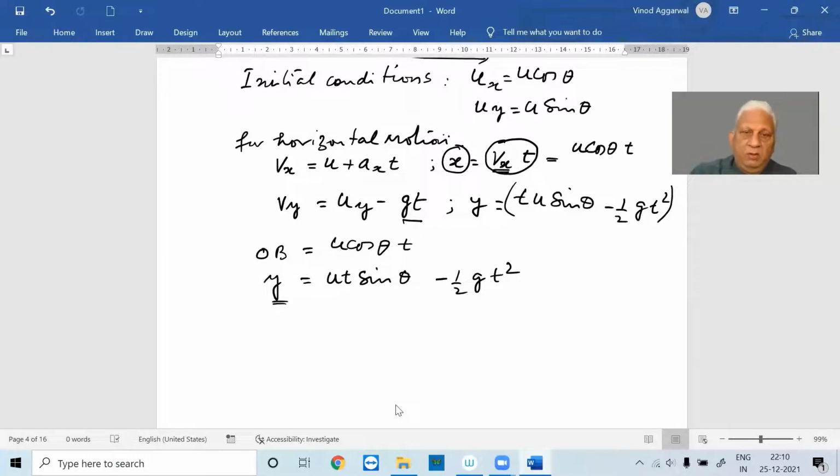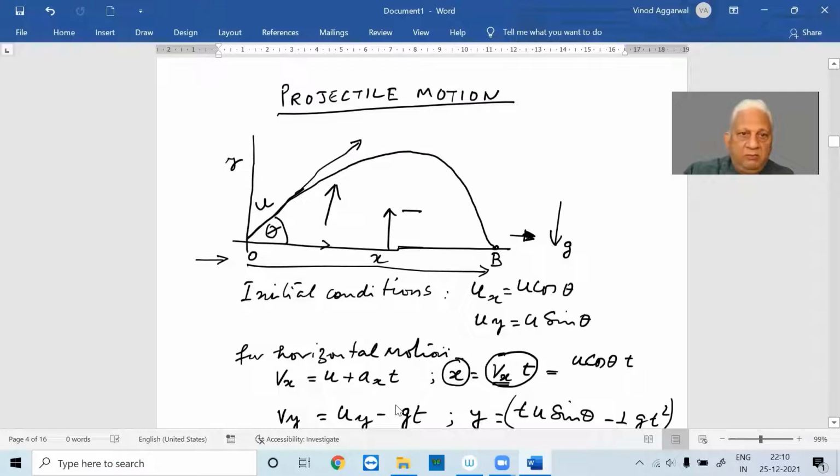Now, what happens when we shoot a projectile? Its velocity in x direction remains the same, nothing happens. But what happens to velocity in this direction? Because acceleration is acting negatively, the velocity constantly keeps on decreasing, and a point comes when the velocity in y direction is 0. Here, velocity in this direction is 0. And after that, it starts falling like a free falling body. Okay.